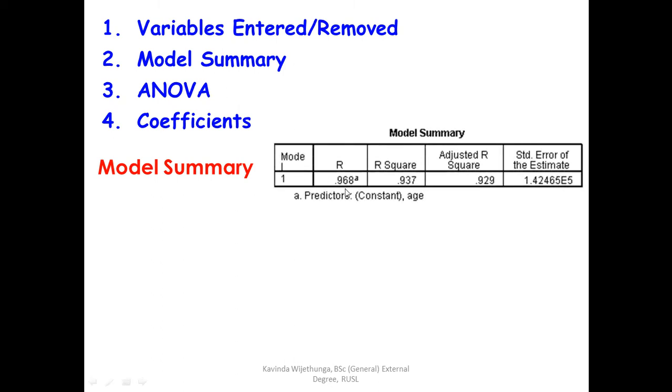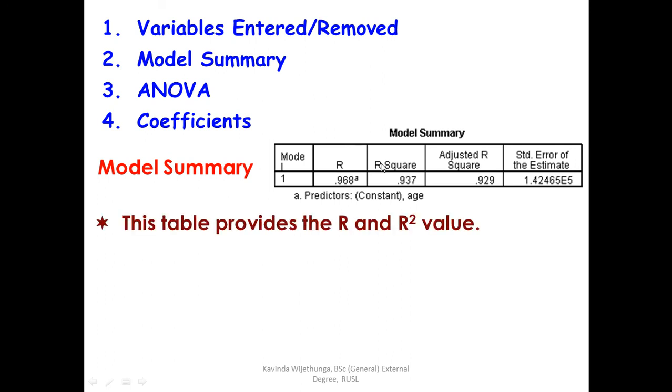There are 4 outputs: variables entered/removed, model summary, ANOVA, and coefficients. So first we consider the model summary. So you can see this one. Here you can see the R value. R means the correlation one. It is 0.968, as we got earlier also, and then R square, adjusted R square, and standard error of the estimate, right? So now we will consider how to interpret those data.